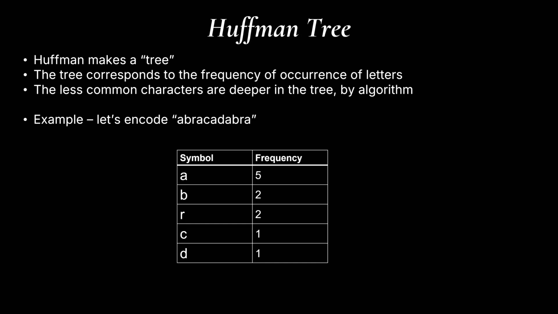Here we're going to encode this piece of text, abracadabra, all as one word, and it's chosen specifically because it's got a bunch of A's in it. The first step in the process is to look at the letters and count their frequency. You can see we've got 5 A's, 2 B's, 2 R's, 1 C, 1 D. Abracadabra.